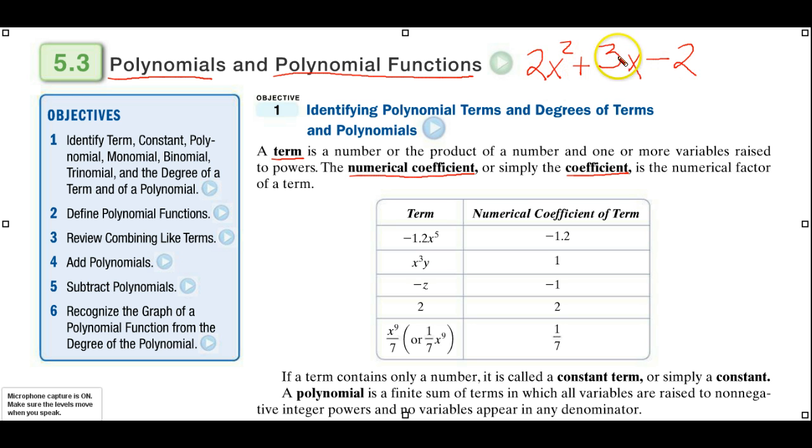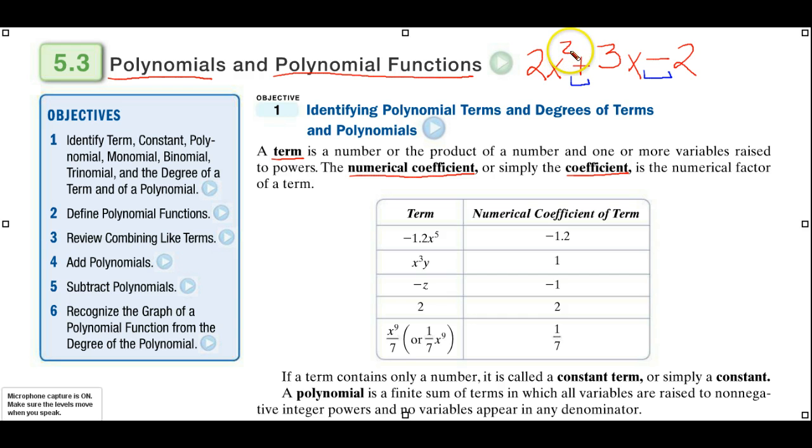But just a series of terms, and terms are separated by either a positive sign or a negative sign. We worked on this in Chapter 2 also. So here there are 3 terms.